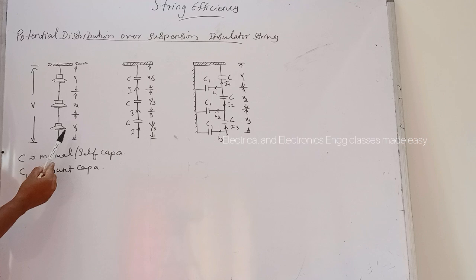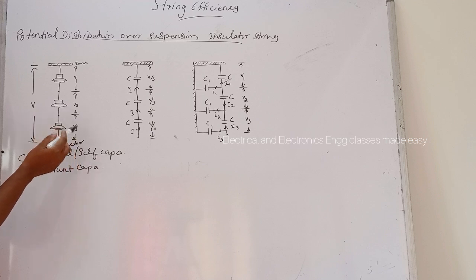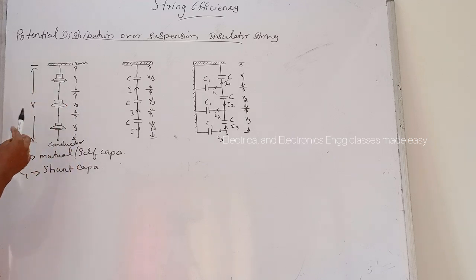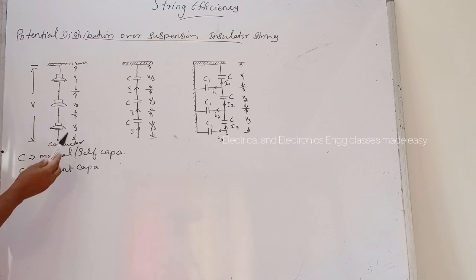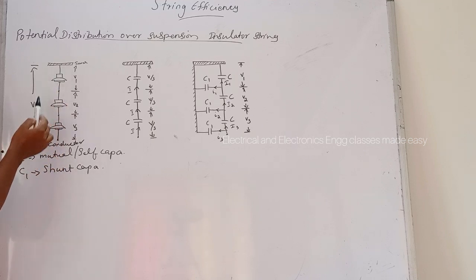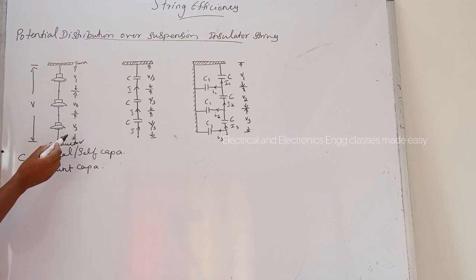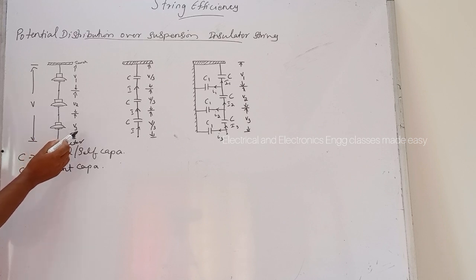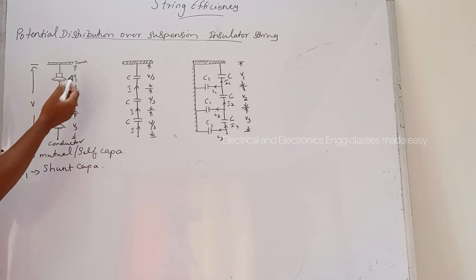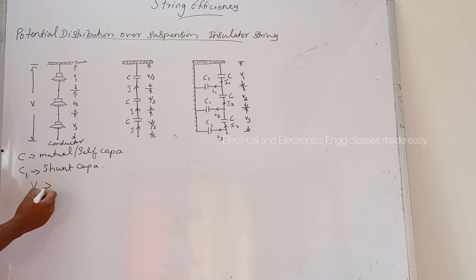And the disc nearest to the line conductor. So, this is the line conductor. We have discussed suspension insulators in the previous classes. This is the line conductor and this is the tower. The disc nearest to the line conductor will have the maximum voltage. So, here V3 will be greater than V2 and V1.